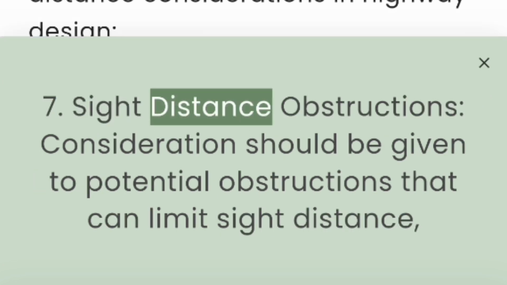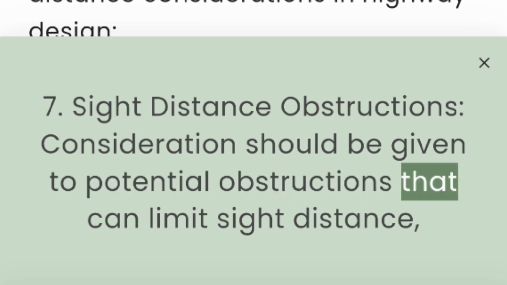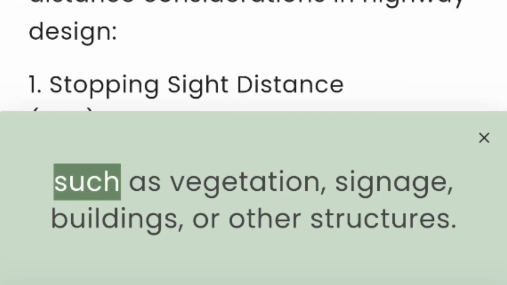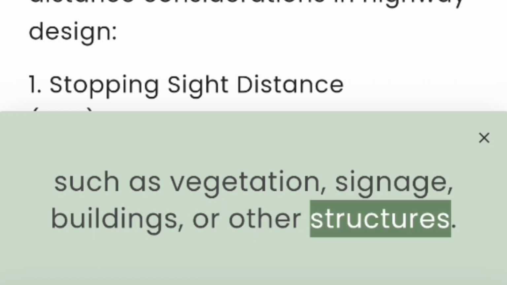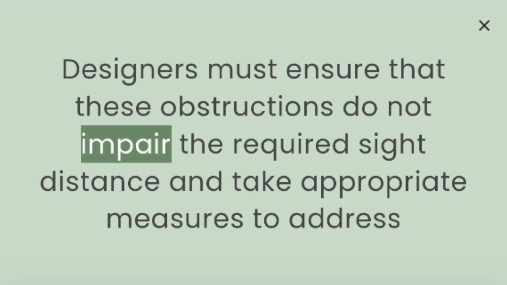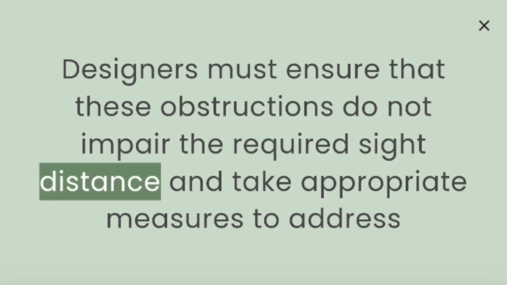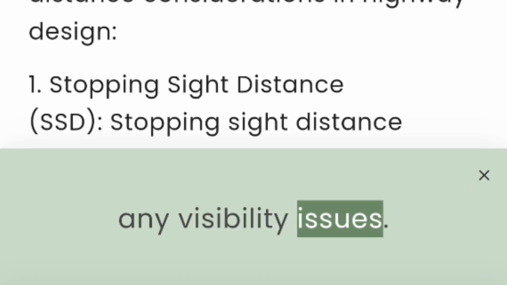7. Sight distance obstructions. Consideration should be given to potential obstructions that can limit sight distance, such as vegetation, signage, buildings, or other structures. Designers must ensure that these obstructions do not impair the required sight distance, and take appropriate measures to address any visibility issues.